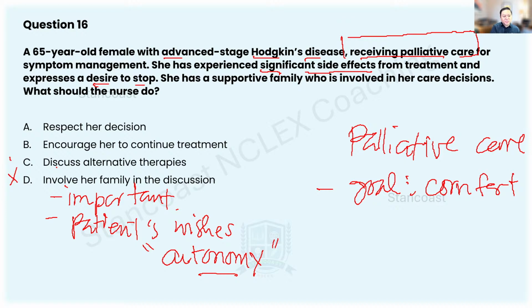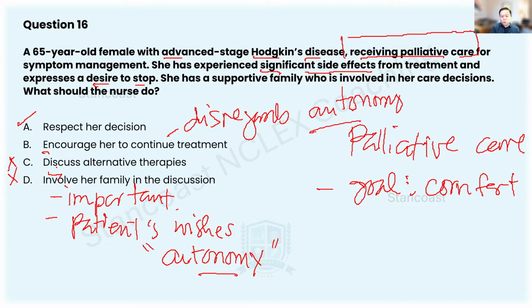What about letter C? What do you think about that one? Discussion of alternative therapies. Yeah, we can consider that, but should follow respecting her initial decision. Okay, so we are also going to eliminate that one. This is a possibility, but again, should follow after we respect her decision, which is letter A. If we're going to move forward with encouraging her to continue the treatment, what do you think about that? That's actually disregarding her autonomy. Okay, so we are eliminating this one. Disregards autonomy.